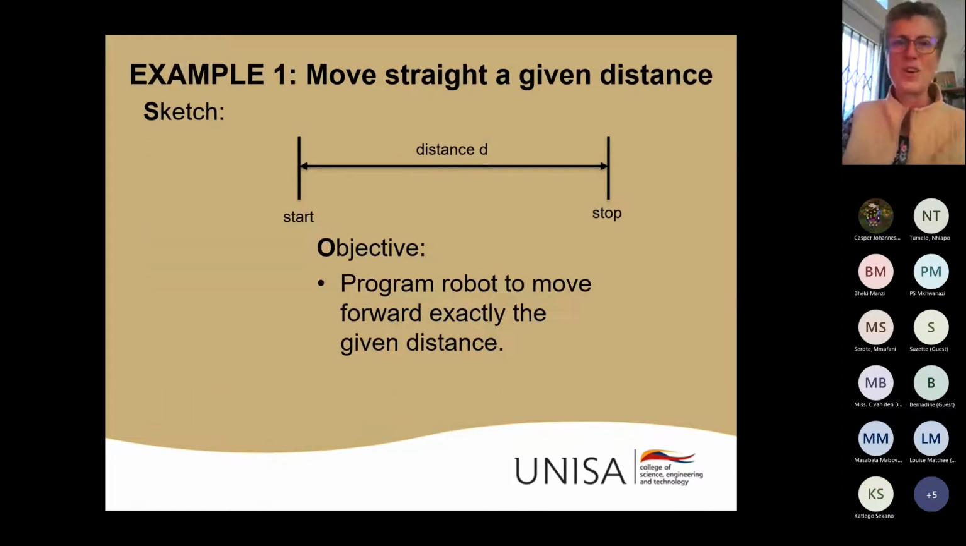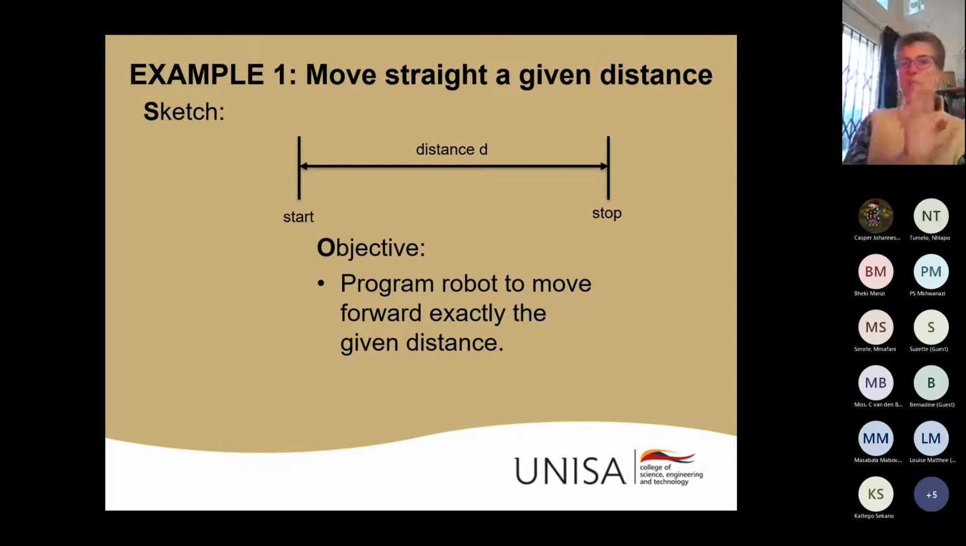Okay, all right. So here's our first problem. So we've got the robot here at start, and we've got the robot at end. That's where it has to end, and that's the distance. So what do we know? We know where it's starting. We know the distance it has to travel, and we know the robot's got to move forward.